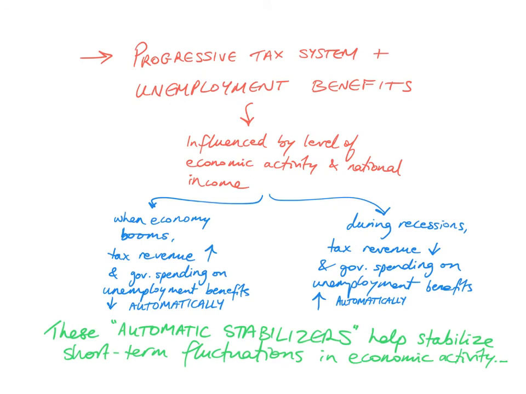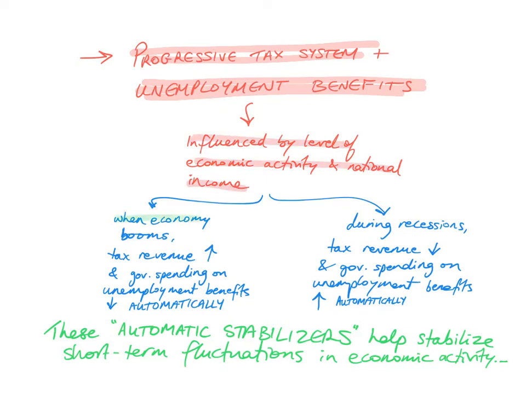Basically, most modern economies will have a progressive tax system, which is a tax system whereby when your income rises, the percentage you pay in taxes also increases, and will provide some form of unemployment benefits. I'm generally talking about developed economies here. Now, the progressive tax system and unemployment benefits are generally influenced by the level of economic activity and national income.